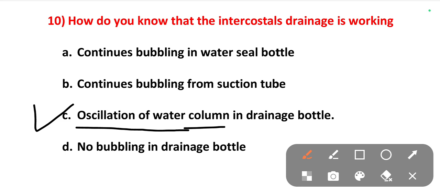Means when the patient is breathing, okay, exhalation and inhalation, what will happen? The water level is changing in the drainage bottle. So it means the intercostal drainage is working.